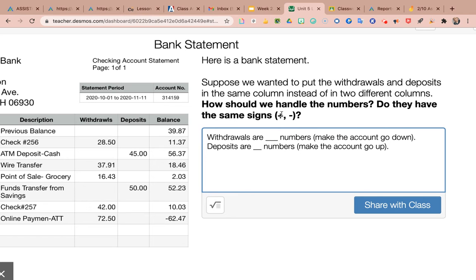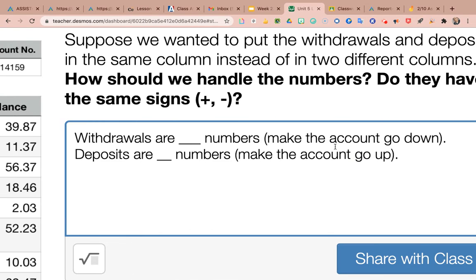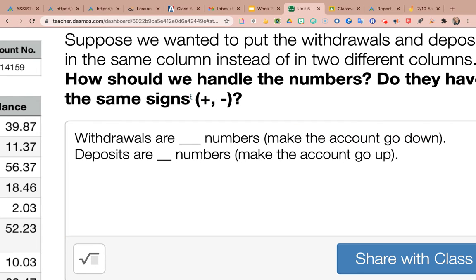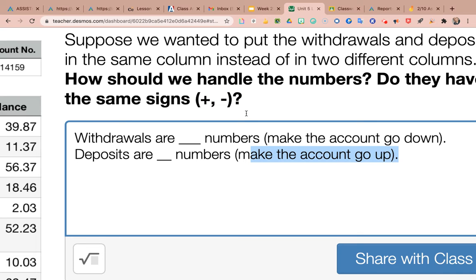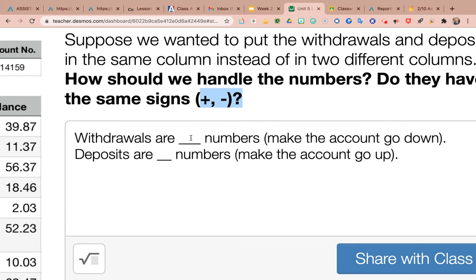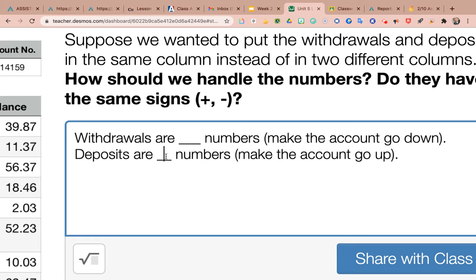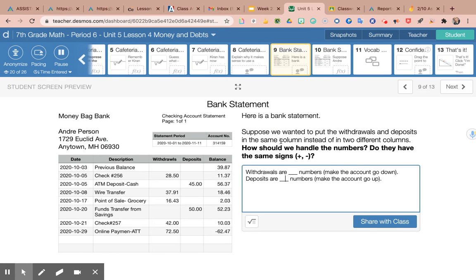So I want to know which ones are positive, which ones are negative. I gave you a hint. Withdrawals make the account go down, so that should tell you what kind of number they are. Deposits made the account balance go up, so that should tell you what kind of number they are. So right here in the blanks, you should fill in positive or negative. Click share with the class and go to the next one.